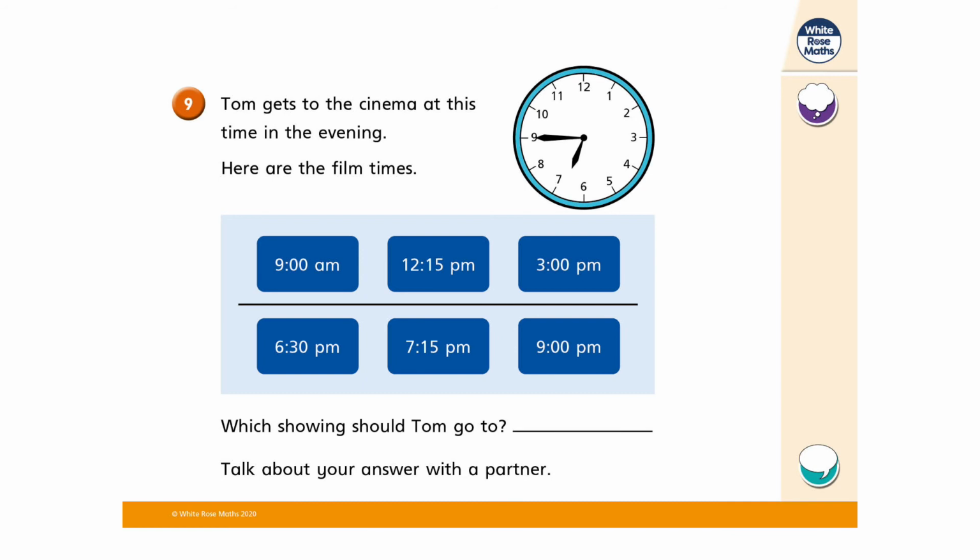Okay, now if you listen to the instruction, it said Tom got to the cinema at this time in the evening. So which would be the first screening of the film that he could go to? You have to decide and tell me why you think that. Okay? So now pause your video while you do your worksheet.